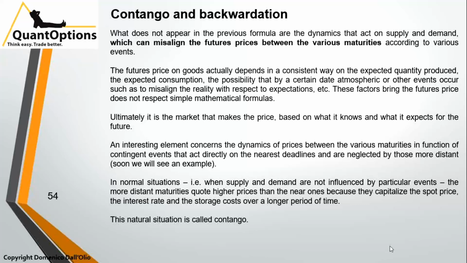An interesting element concerns the dynamics of prices between the various maturities as a function of contingent events that act directly on the nearest deadlines and are neglected by those more distant. And soon we will see a couple of examples. In normal situations, that is, when supply and demand are not influenced by particular events, so they are more or less balanced, the more distant maturities quote higher prices than the near ones because they capitalize the spot price, the interest rate, and the storage costs over a longer period of time. This natural situation is called contango.